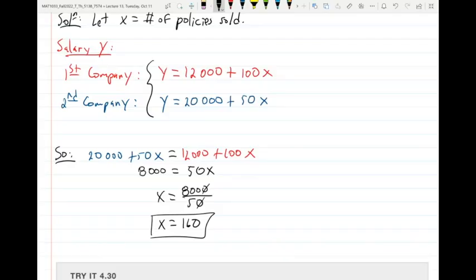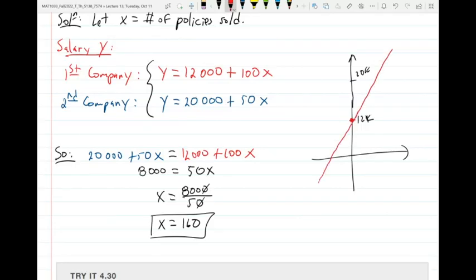If you think about how this looks, the red one has slope 100. Let's say 12,000 is over here, 12K, and let's put 20K over here, so you have an idea. This is the y-intercept for the first one.